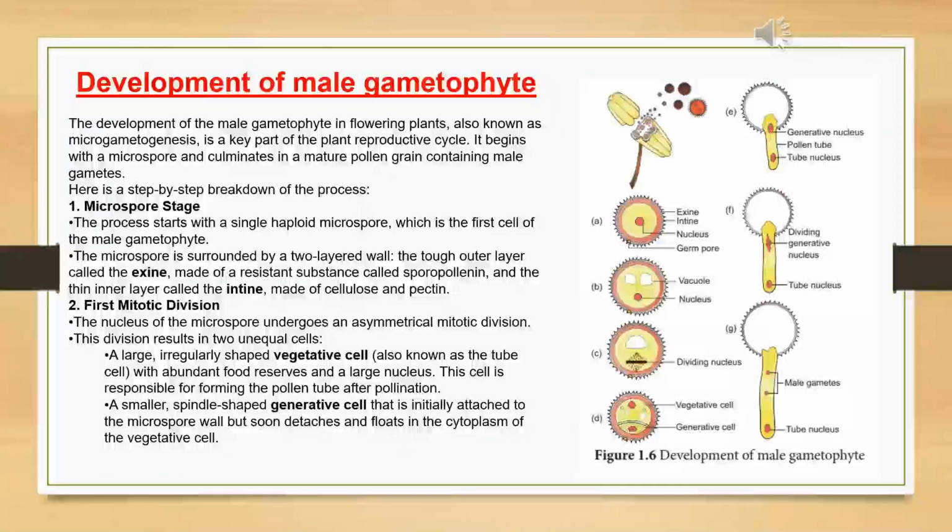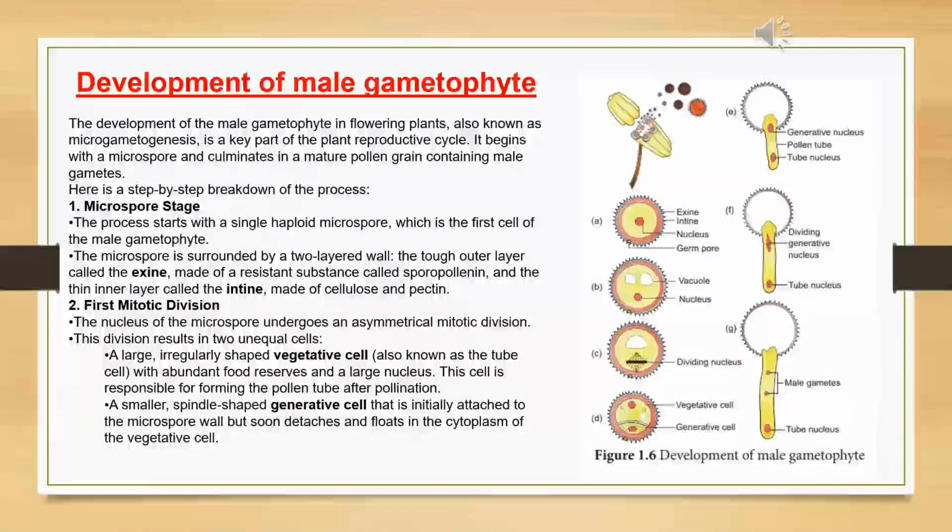The first step is the microspore stage. In this stage, the process starts with a single haploid microspore, which is the first cell of the male gametophyte. The spore is surrounded by a two-layered wall: the tough outer layer called the exine, made up of a resistant substance called sporopollenin, and the thin layer called the intine, made of cellulose and pectin.